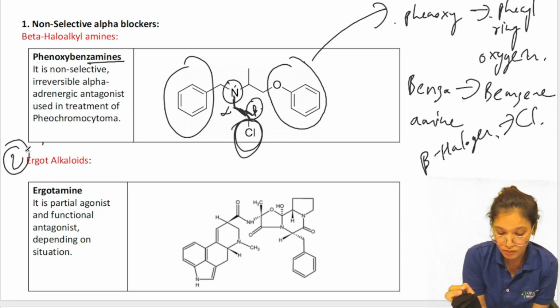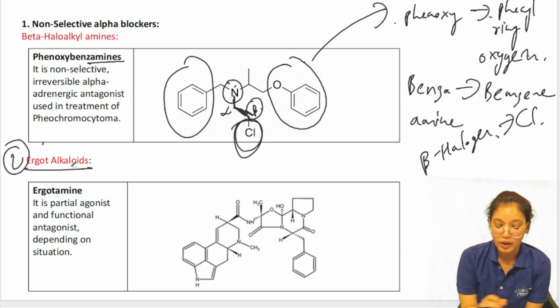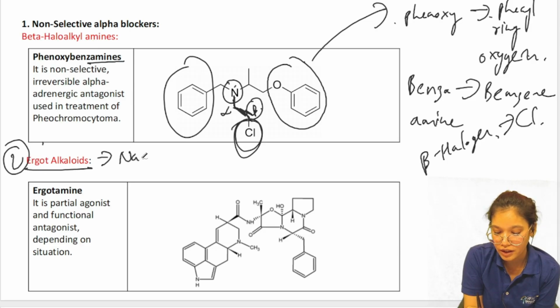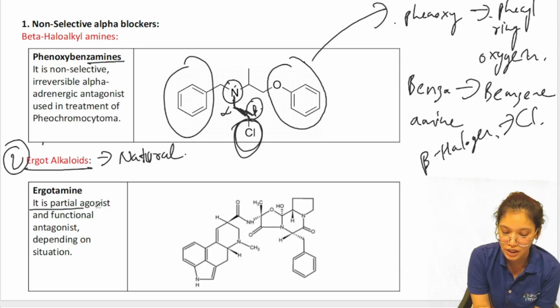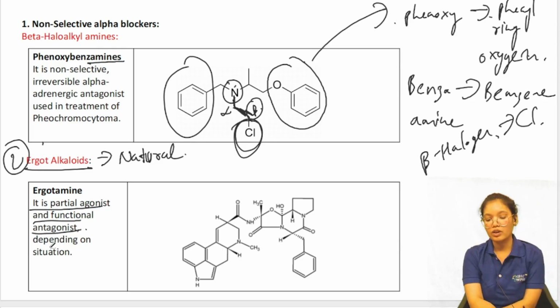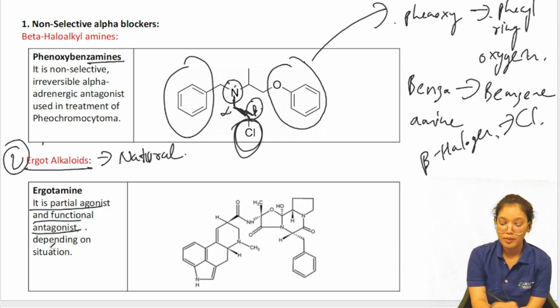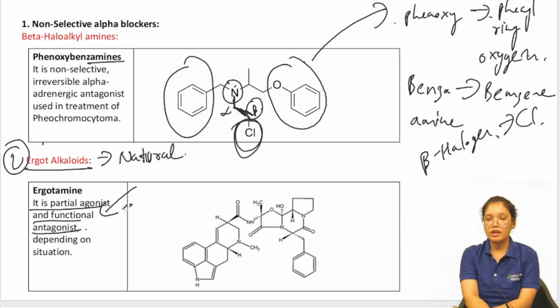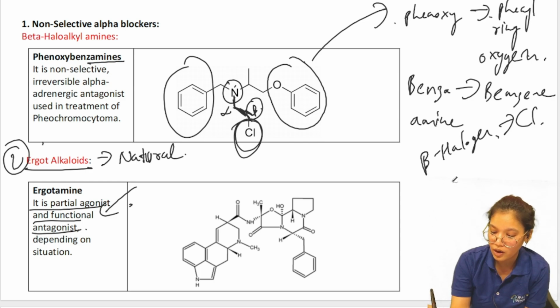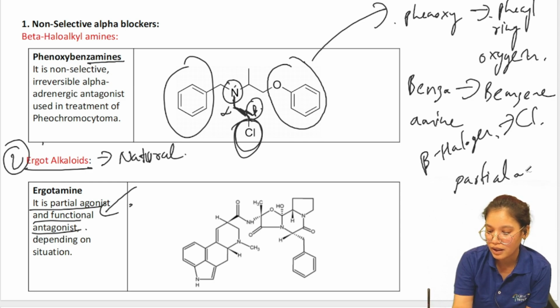Okay, so ergot alkaloids, these are basically obtained from a natural source. Ergotamine is the first ergot alkaloid. It is a partial agonist and a functional antagonist. So what does this mean? Depending on the situation, it acts as an agonist and an antagonist. When it acts as an agonist, it only acts as a partial agonist.